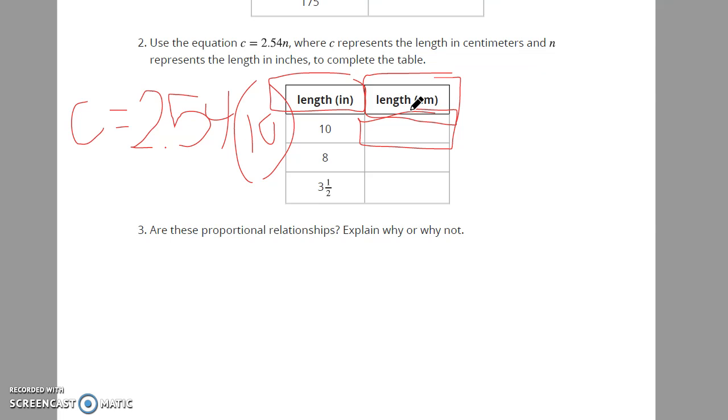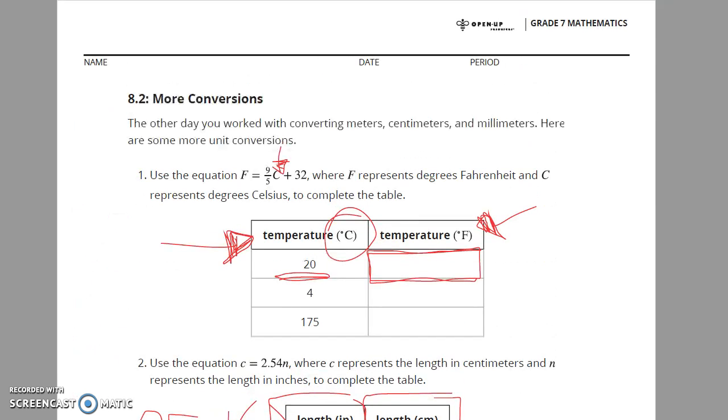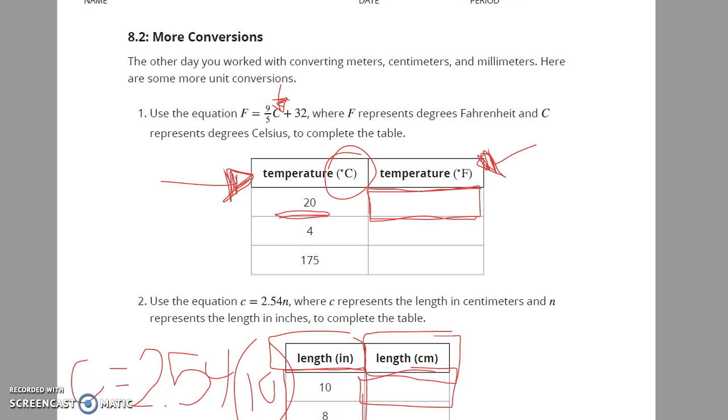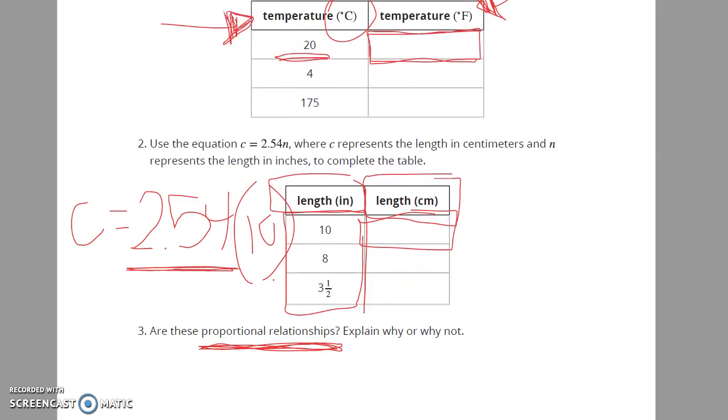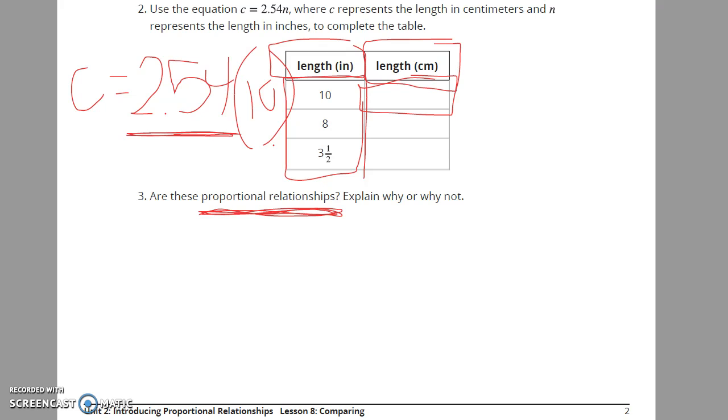For the third question, are these proportional relationships? Remember, in proportional relationships, you are only doing one thing to the number, these numbers right here. For example, see how it does times 10? Now, look at the other equation. Is that one proportional? If so, if not, answer the question, please. Hit pause while you do that, and then you can move on.